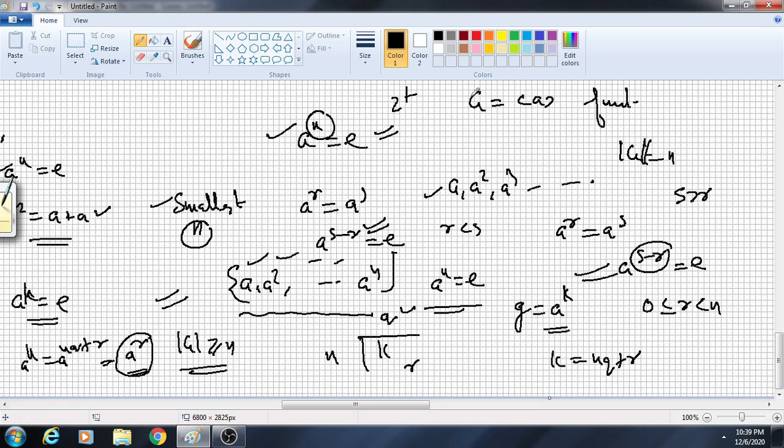Okay, so the order of a finite cyclic group is nothing but the smallest integer n with the property that a raised to n is equal to e, where a is the generator of G. So this was the result which we have established here. Okay, so I hope it is clear.